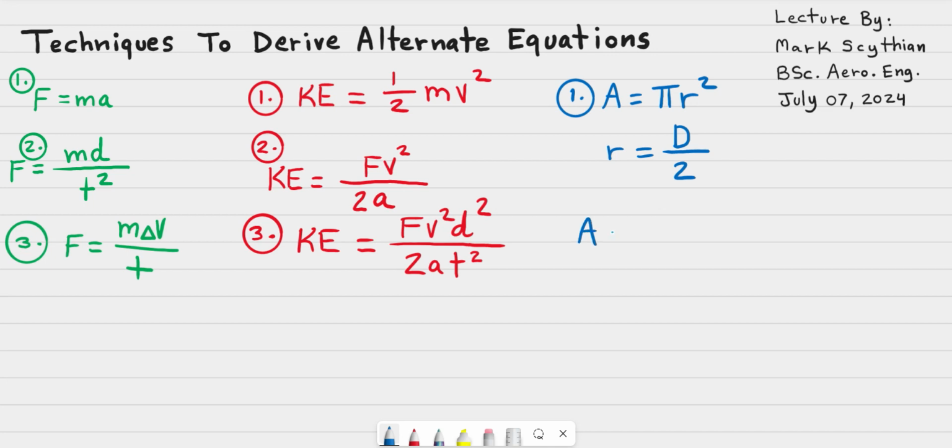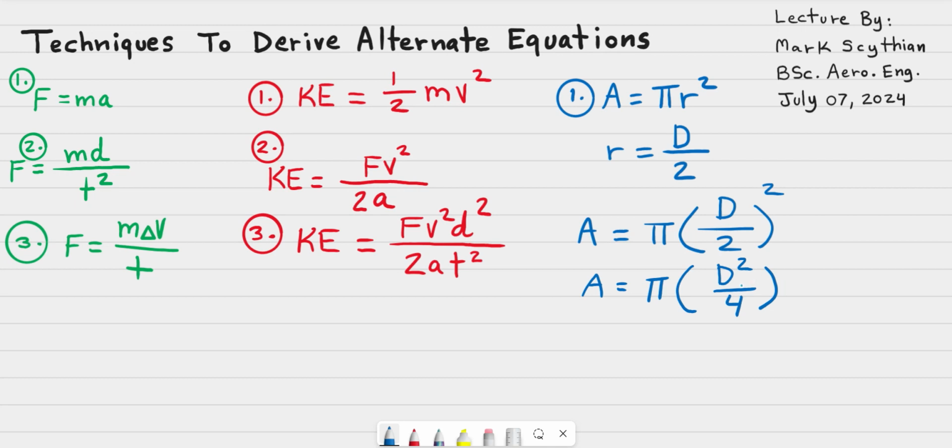So we could also make the area of a circle equal to pi quantity times the quantity of diameter divided by 2 quantity squared. So this then simplifies to pi times d squared over 4. So this becomes area of a circle is equal to pi d squared over 4.